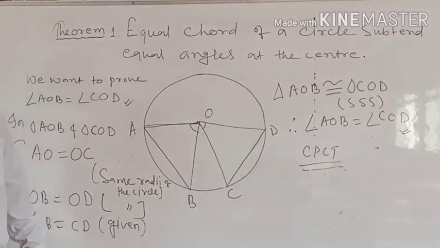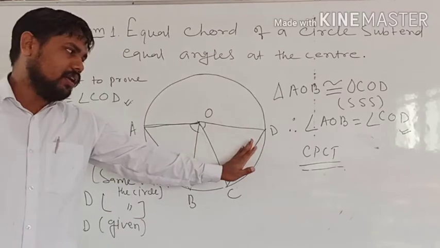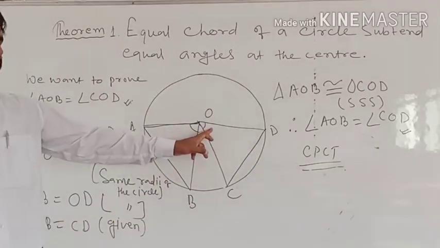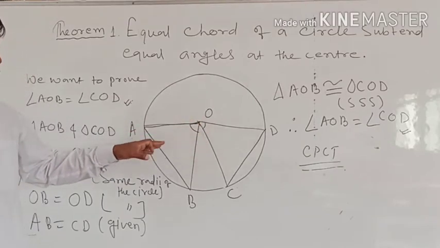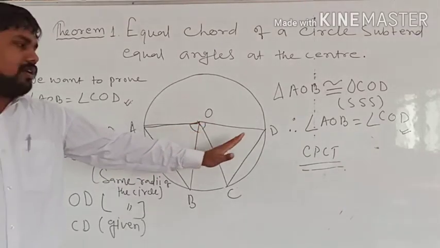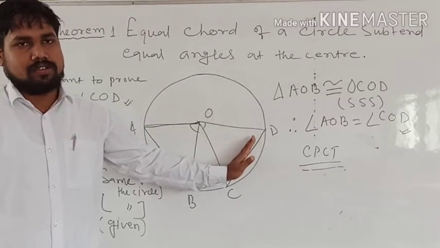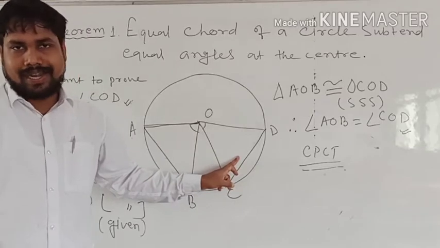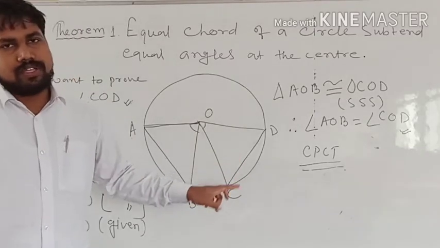So here the base lengths are given. In the next theorem which we have, these two angles are given, and it is asking us to prove that if these two angles are the same, then this side measurement will also be the same, these two arc lengths will be the same. So let us see the next theorem which we have.